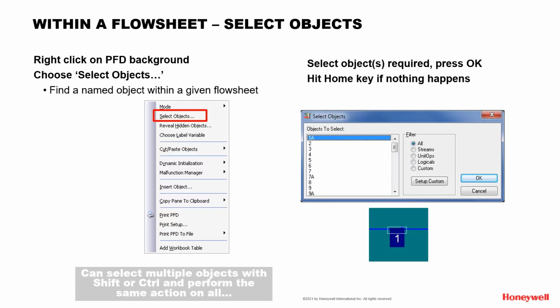So first of all, we have a way of searching within a given flow sheet for a particular object. This uses one of the PFD right-click background options called Select Objects. So by using this, we have a list. We can type and search within the list to find the object name that we would like, and then we're able to quickly locate that on the flow sheet, and then we can start to work with it.